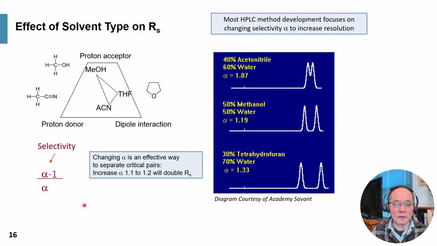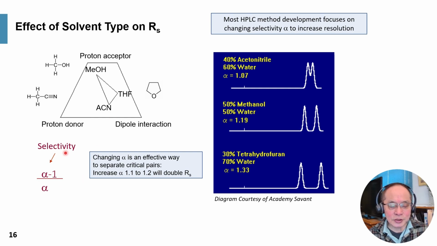The different solvent type for mobile phase B also has a huge effect on something called selectivity, which actually controls the resolution. You can see that the three common reverse phase mobile phase B solvents, methanol, acetonitrile, and THF, do have different properties.